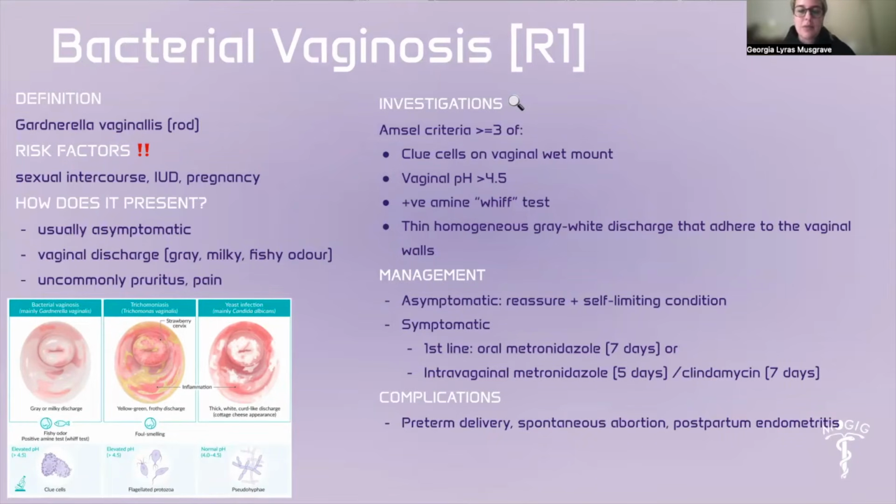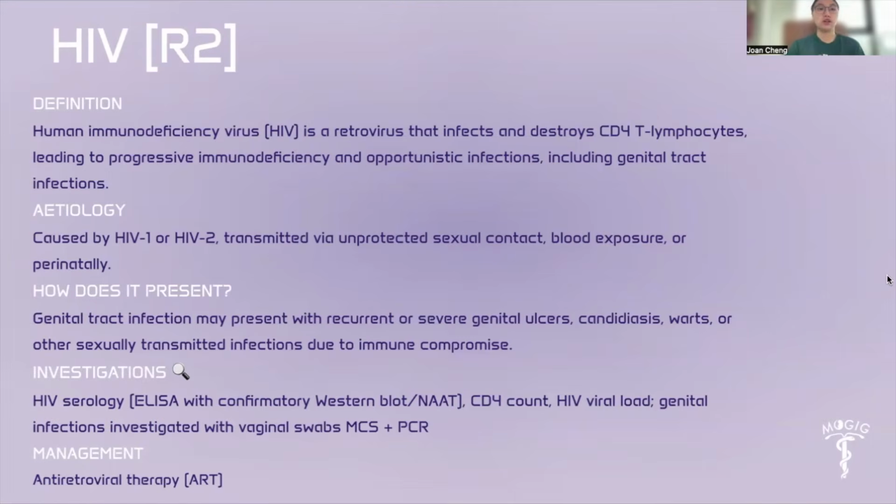So if it's asymptomatic, you can reassure people that it's self-limiting. But if it's symptomatic, you might consider metronidazole, either oral or intravaginal. Complications include preterm delivery, spontaneous abortion, and postpartum endometritis. So HIV is one of the R2 conditions.